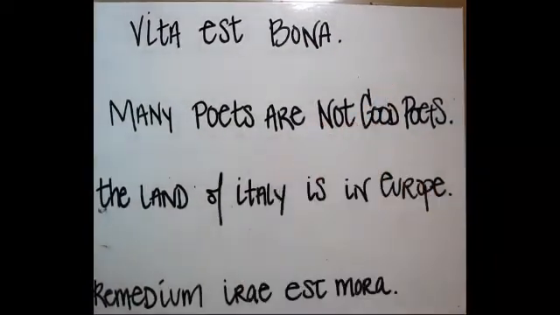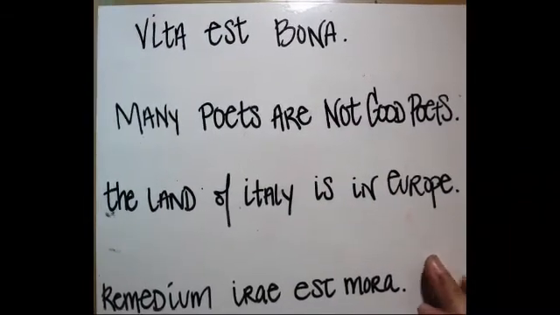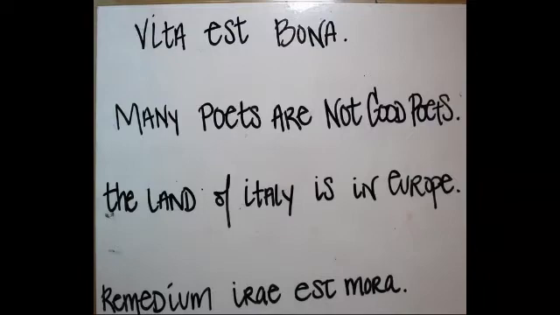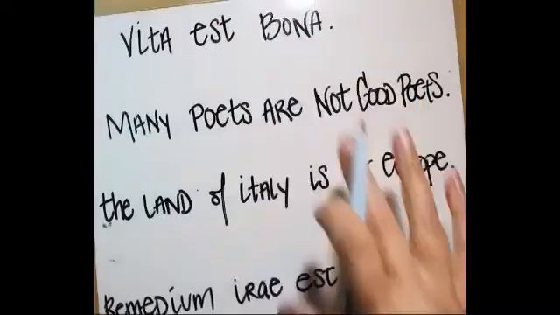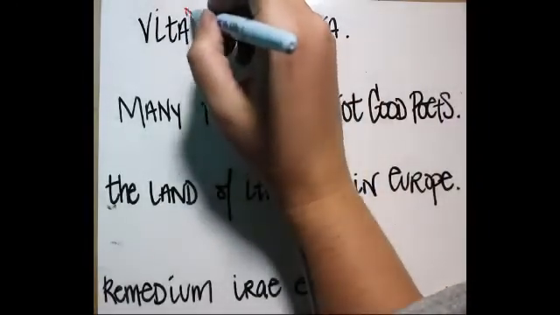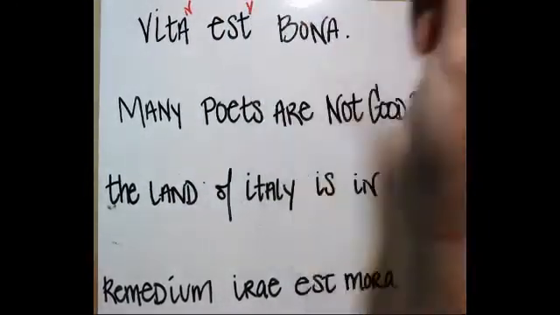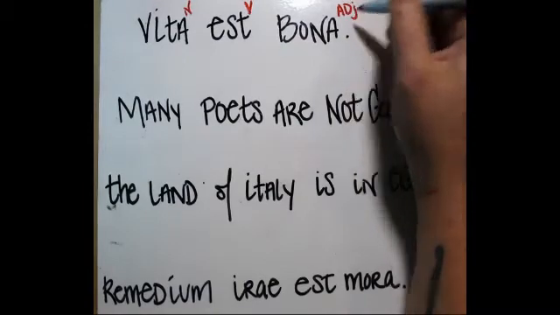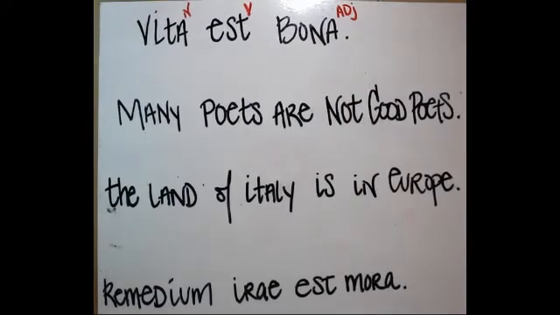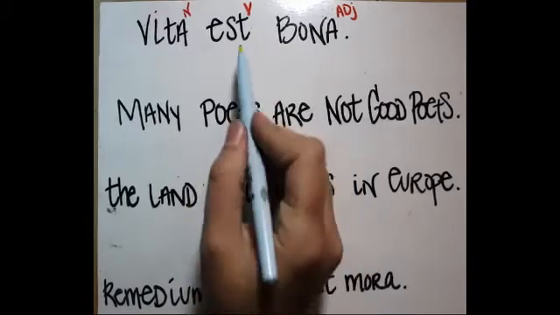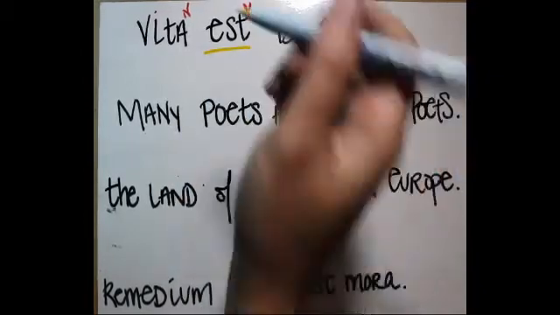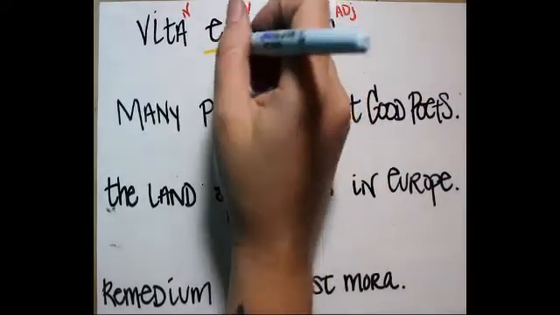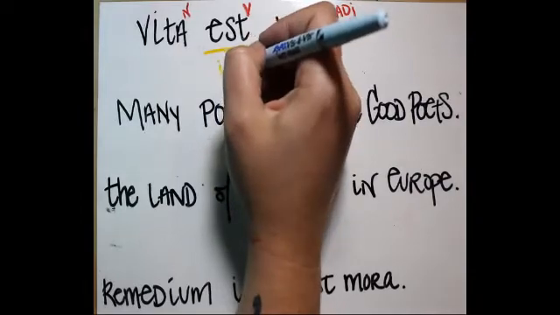All right, pause, work through these, and let's do it together. First up, vita est bona. Vita est bona. We have parts of speech here. Vita, that is life. That's a noun. Est here, that's a verb. Bona, that is an adjective. Est here, this is a form of sum esse, to be. It's third person singular, present, active, indicative.